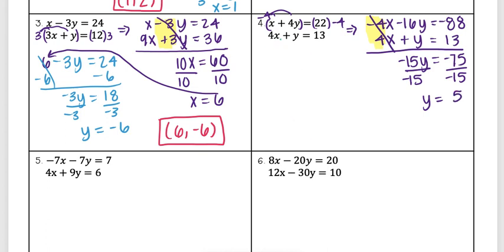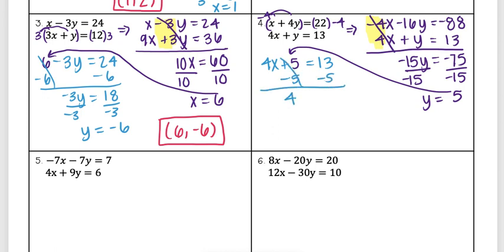And then now I'm going to go ahead and plug this into my equation. I'm going to go ahead and plug it into this second one here. So I have 4x plus, instead of y, I'm going to have 5. It's equal to 13. Subtract 5 from both sides. -4x equals 8. And then divide both sides by 4. And I get that x is equal to 2. And so my final answer here is 2, 5.